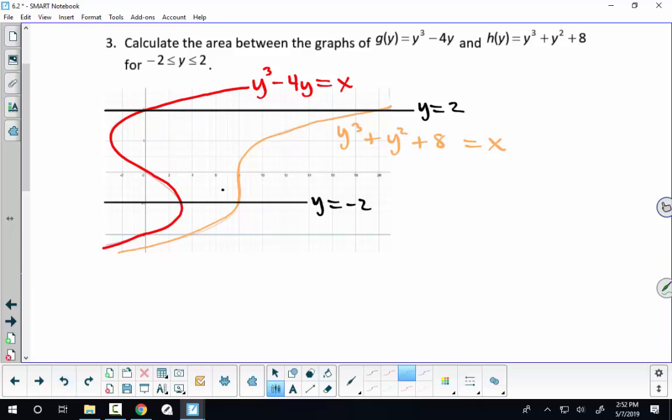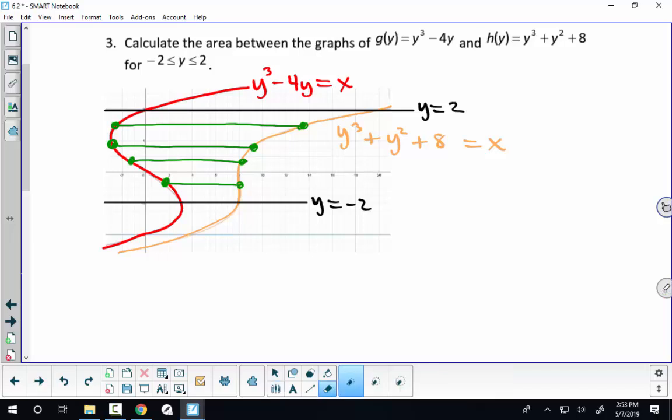I'm integrating with respect to y, I just have to look at my rectangles filling up the region like this, and ask myself, in this instance, how do I determine the height of each rectangle? If it's weird to think about that as the height, how do I determine the length of each rectangle? The right minus the left. So does the right minus the left ever change? No, it's always the same. It's always orange minus red.